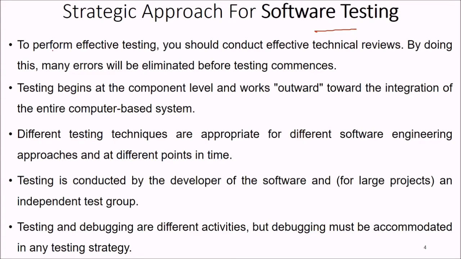There are certain strategic approaches for software testing. First, if we want to perform testing effectively, we should conduct technical reviews, and effective ones at that. We have talked about formal and informal reviews. By doing these reviews, many errors will be eliminated even before the actual testing could commence.